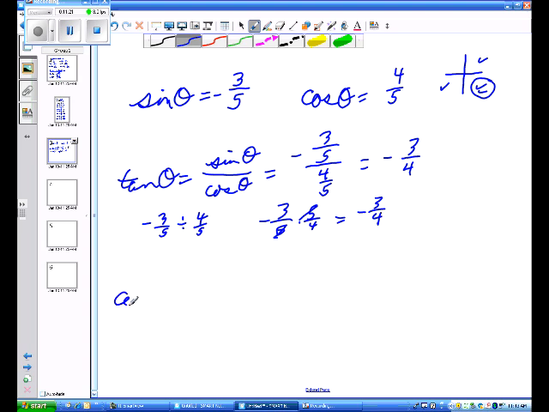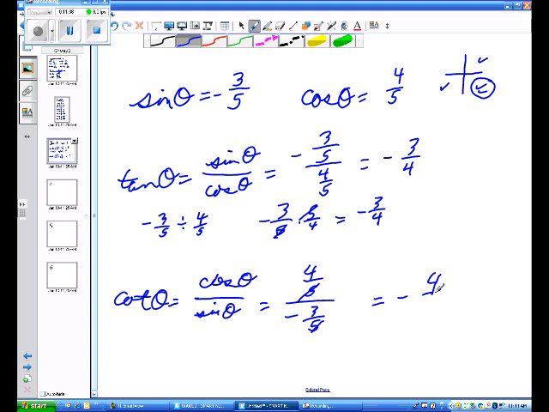If we wanted to find the cotangent, well, cotangent is equal to the cosine over the sine. The cosine is 4/5. The sine is -3/5. Our 5's are going to cancel, and we have -4/3. So our identities help us then, as we go through, to be able to find our functions. And so that's one of our uses for that.